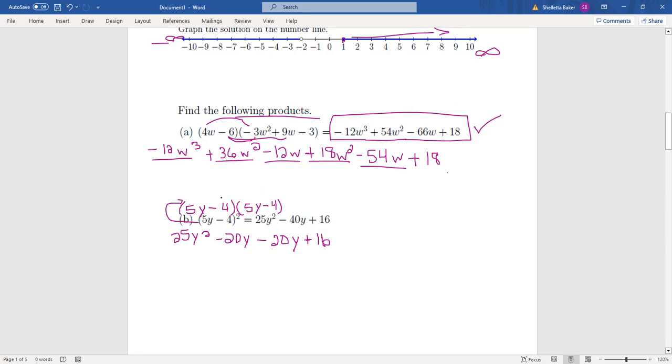In the middle, you have negative 4 times 5y gives us negative 20y. And negative 4 times negative 4 is positive 16. These two inner terms we combine to get negative 40y. So our answer, 25y squared minus 40y plus 16.